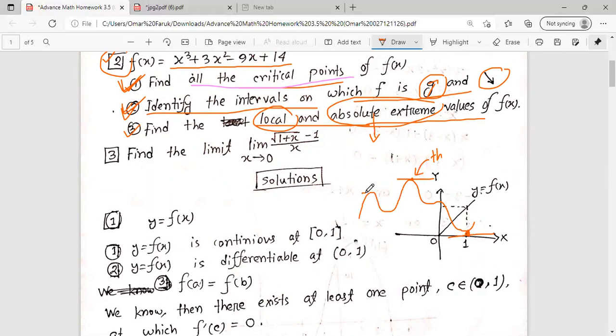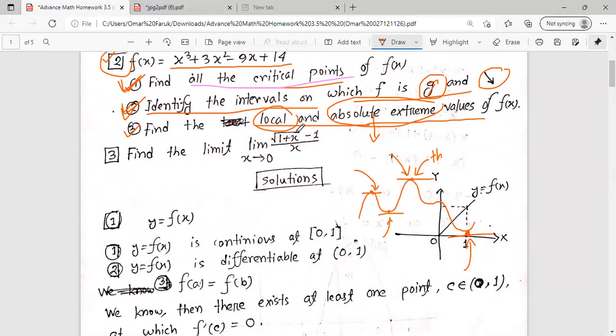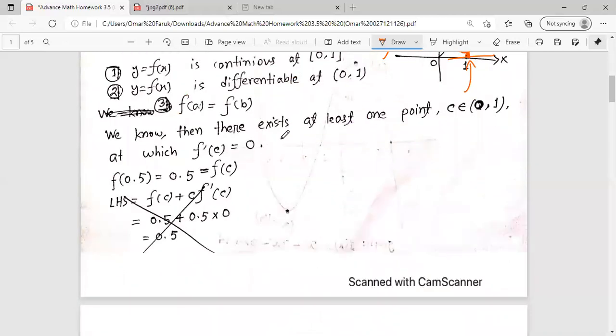So these two points are our absolute extreme values or global extreme values. And we also find another two points, here and here. They are local extreme values, local minimum or local maximum. This is local maximum, this is local minimum. This is global maximum, and this is global minimum. You already know this, right? So we have to find these local and absolute extreme values from our function.